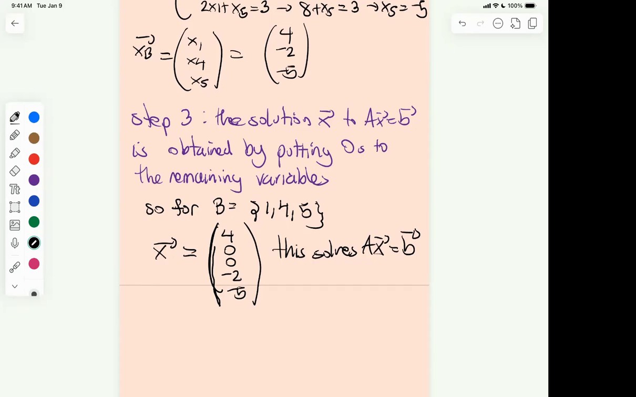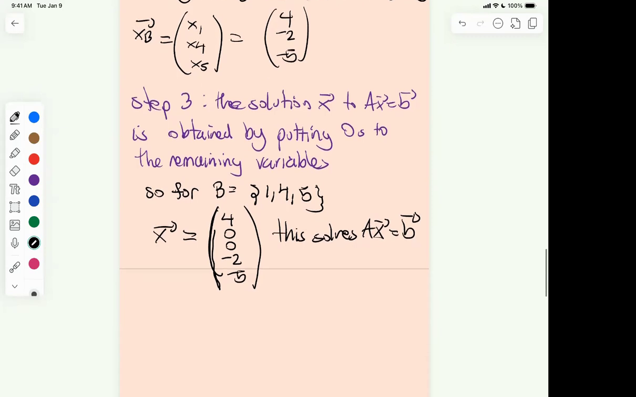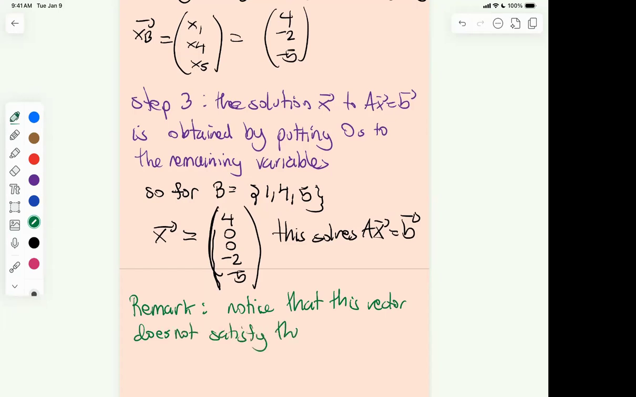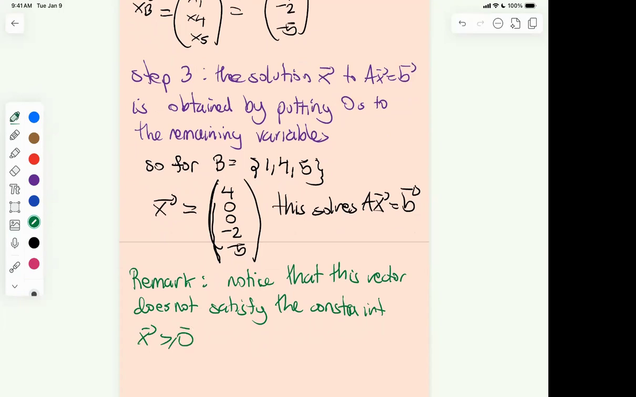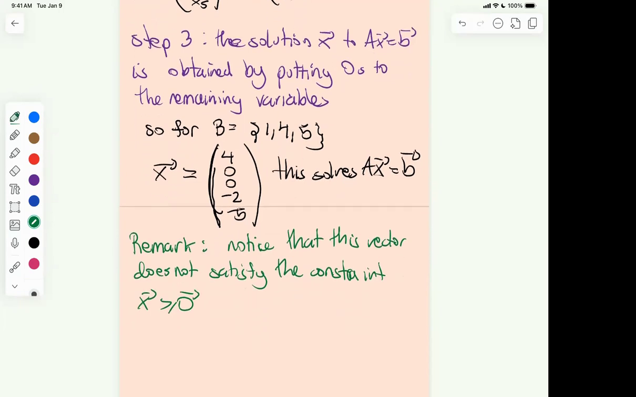That makes sense. Questions about? Okay, and now it comes to your point. As a remark, this is a solution, right? Notice that this vector does not satisfy the constraint that the vector has to be non-negative, because some of its entries are negative.